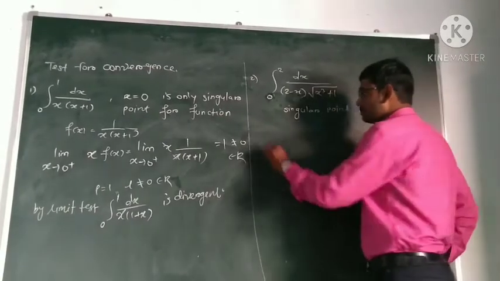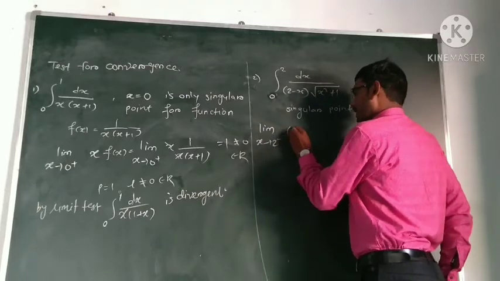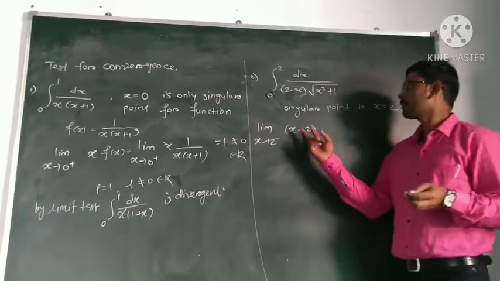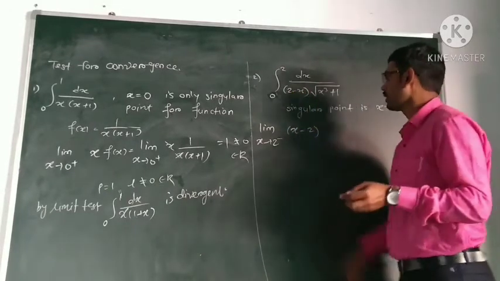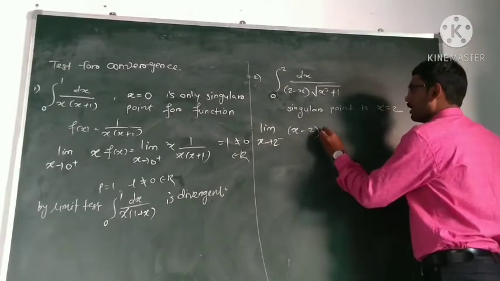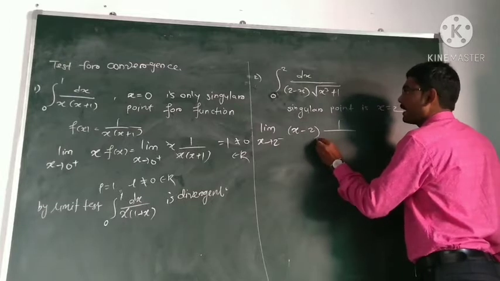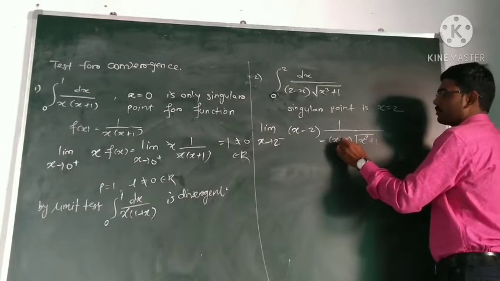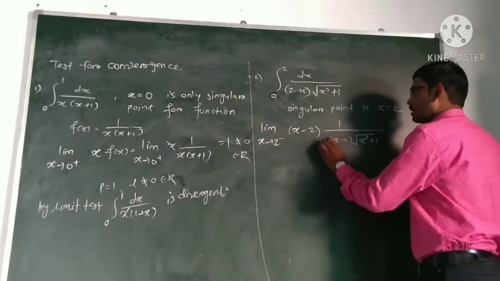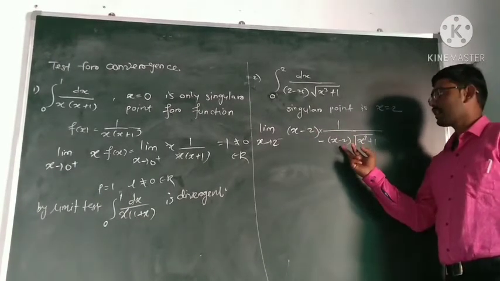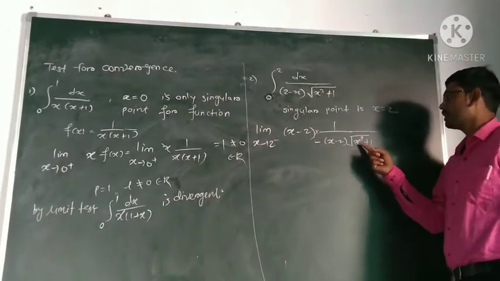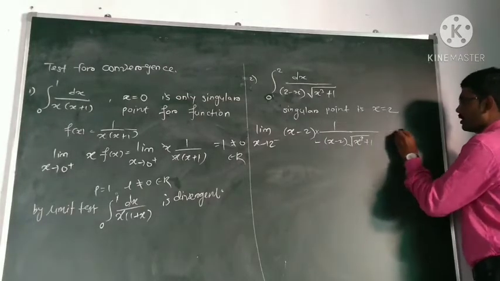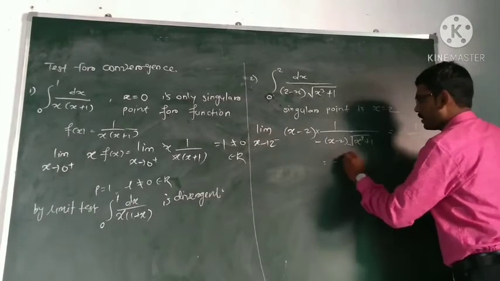So now limit x tends to 2 minus of x minus a, where a is the singular point. The singular point is 2, so we take x minus 2 raised to power p. Again, the problem is only in 2 minus x, so we will take only 1 power, into f of x, where f of x is 1 upon 2 minus x into x cube plus 1. We take minus common, so x minus 2 into x cube plus 1. Now this is in multiplication, so x minus 2 and x minus 2 get cancelled. As x tends to 2 from the minus side, this goes to 2 cube, which is 8 plus 1, 9. This is equal to minus of square root of 9, which is minus 1 by 3.